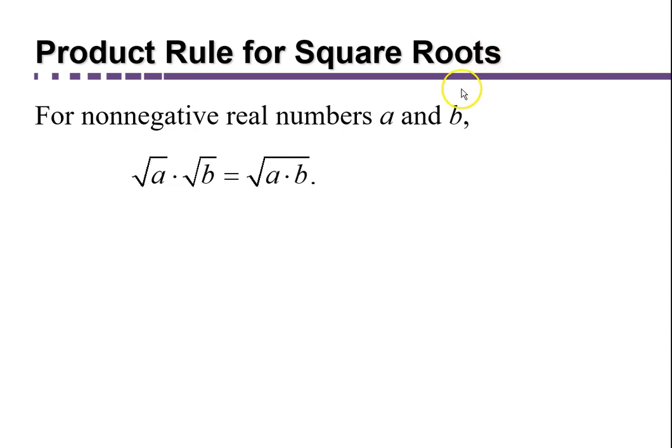Now in your notes, we're going to take a look at the various properties of dealing with operations using square roots. And again, we're dealing with non-negative real numbers, a and b. So if we are multiplying the square root of a times the square root of b, we can put them under a common radical sign. And this would be the actual product, ab. So we're allowed to do that.